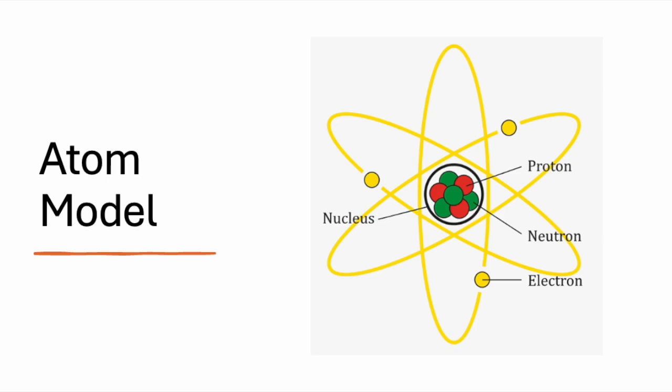The electrons zip around the nucleus in what we call electron shells or orbitals. Think of it like this. The protons and neutrons hang out in the nucleus, keeping it stable, while the electrons zoom around, giving the atom its personality.